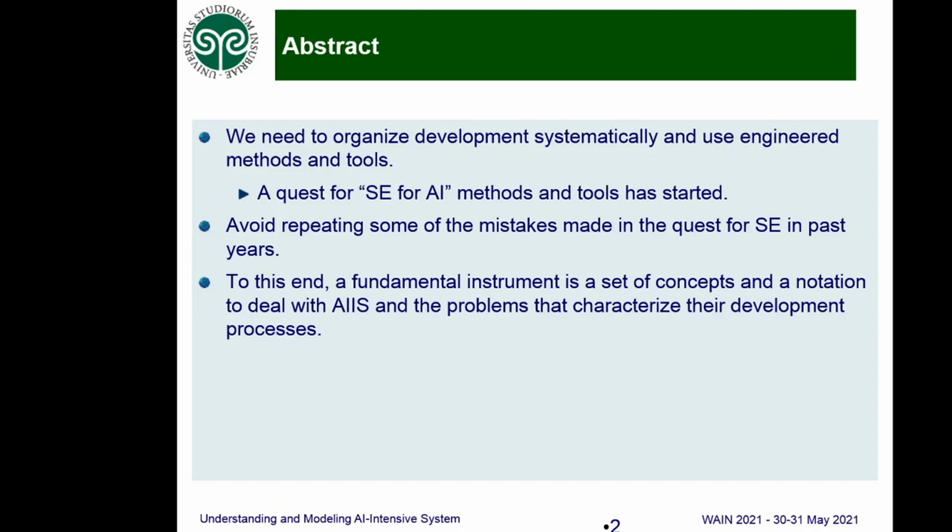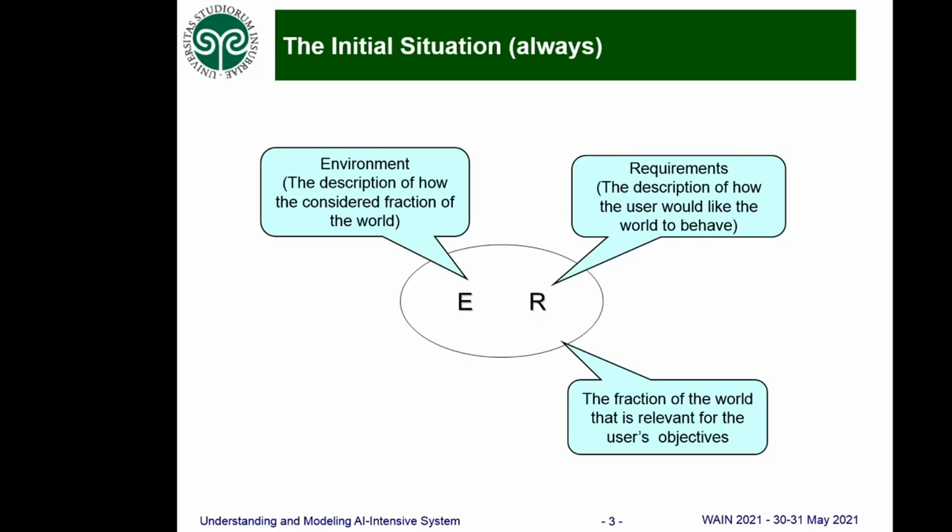In this paper, we propose a notation that was proposed for software engineering, and we adapt it to describe AI-intensive systems as well. We demonstrate the usage of the notation by modeling some characteristics that are particularly relevant for AI-intensive systems. In what follows, we start with two descriptions. One concerns the environment and specifies the behavior of the considered fraction of the world. The other one concerns the requirements and specifies how the user would like the world to behave.